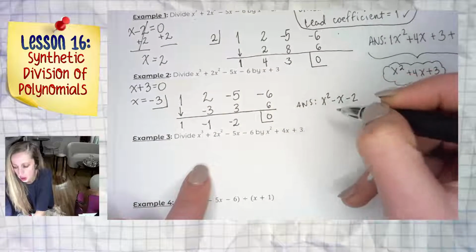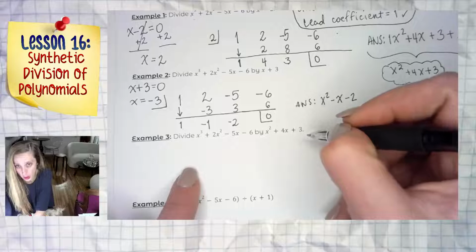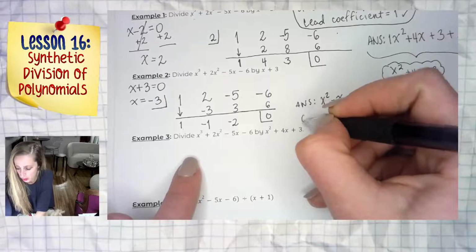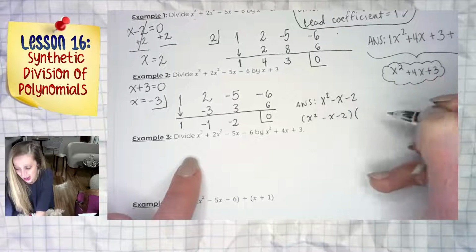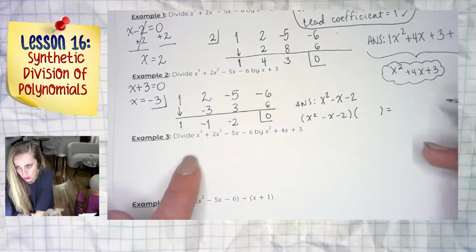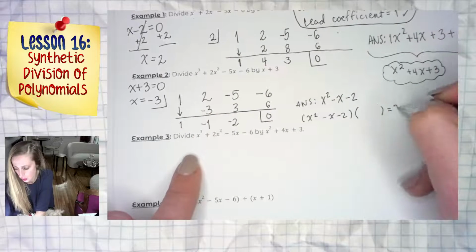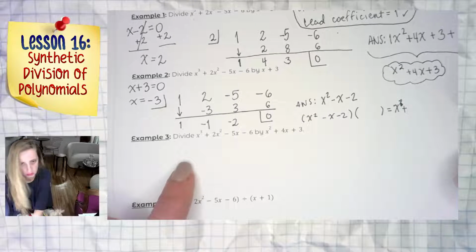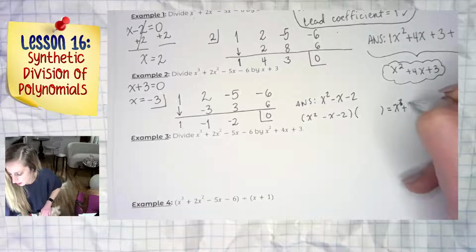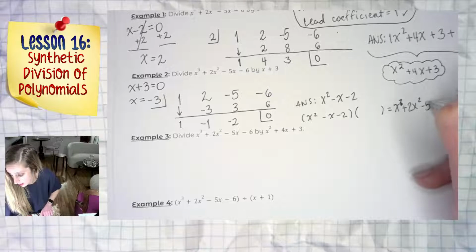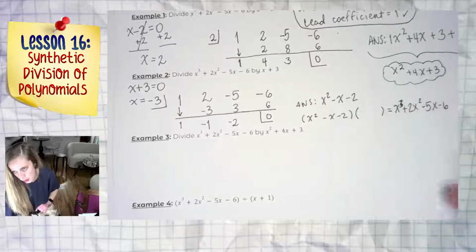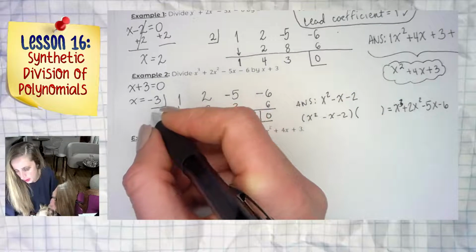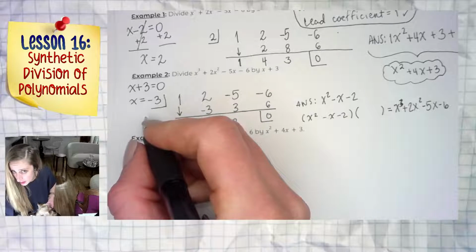What if I wanted to show the product, right? I could also write x squared minus x minus 2 times something equals x cubed plus 2x squared minus 5x minus 6. So what do I need to put right over there, you may ask? Not negative 3, not x minus 3. Why am I stressing this?